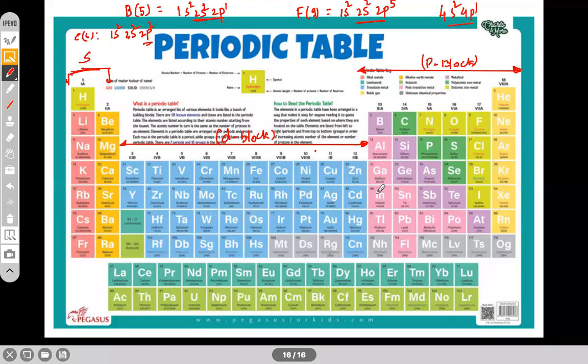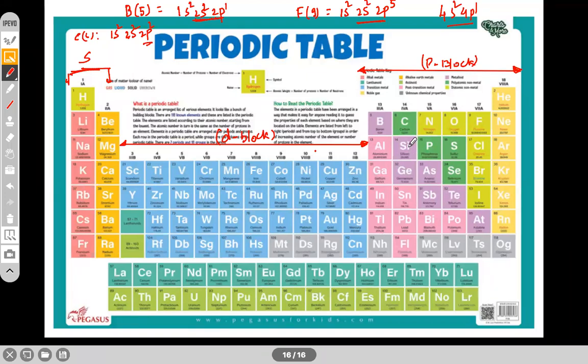So for the same group, all elements will have similar outermost electronic configuration. The number of the period will change, but the number of electrons present in the outermost shell won't change. It is 2s2 2p1, 3s2 3p1, 4s2 4p1, 5s2 5p1, 6s2 6p1, and so on.